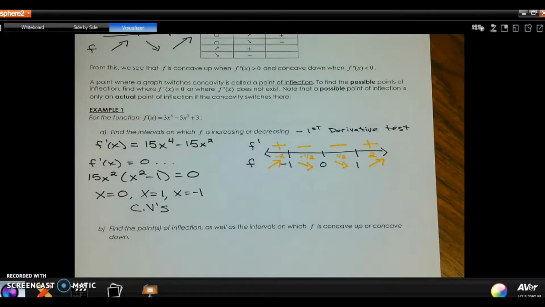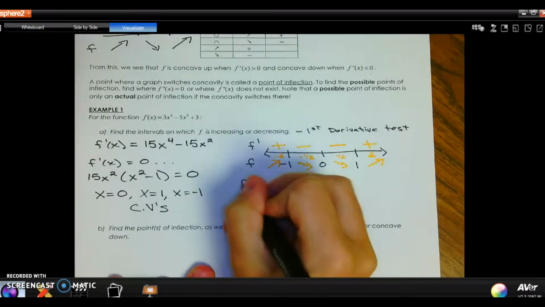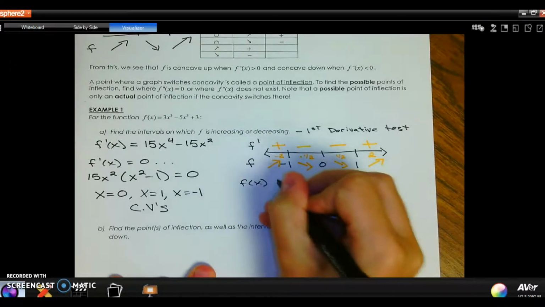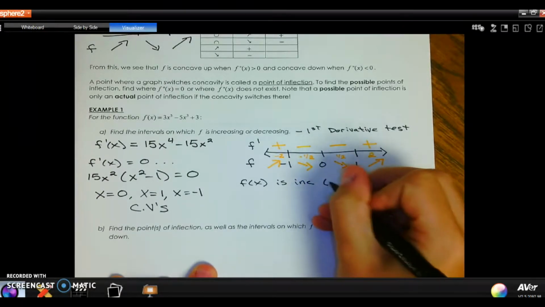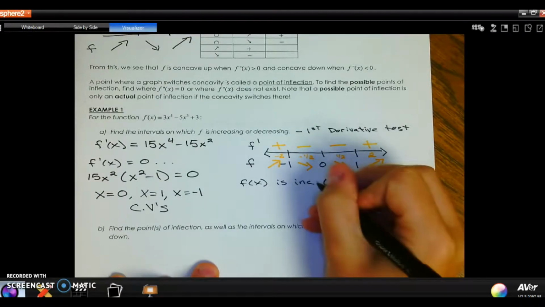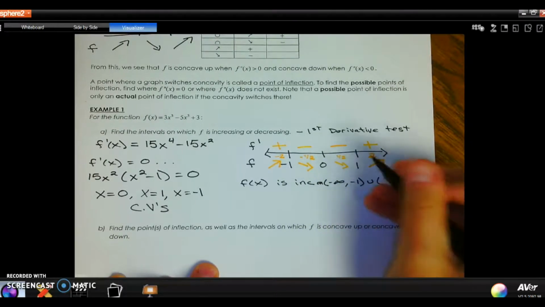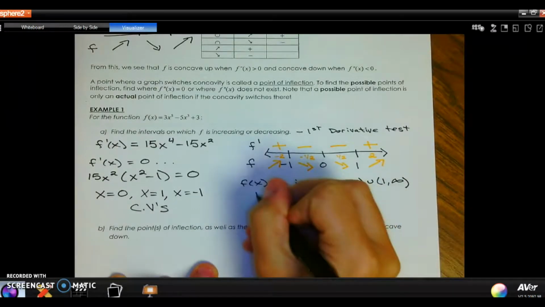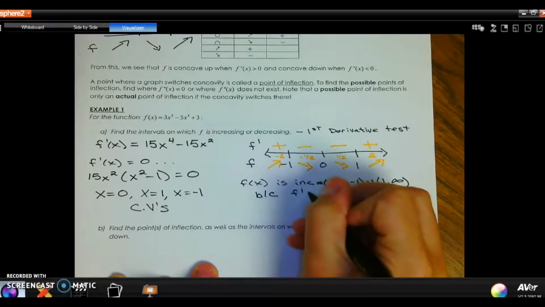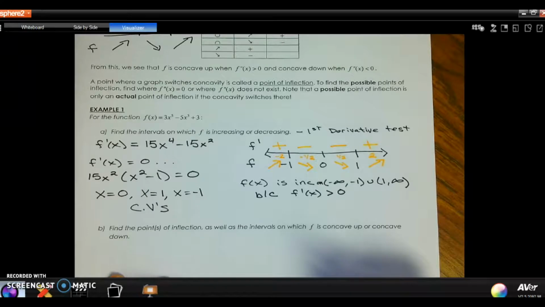Remember that the sign chart is not enough to get full credit on the AP exam. You need to make a concluding statement. So my concluding statement would be something like f of x is increasing on the interval negative infinity to negative 1, union, and then it's increasing again from positive 1 to infinity. Okay, and again, that's because the derivative was greater than 0, or you could say the derivative was positive.